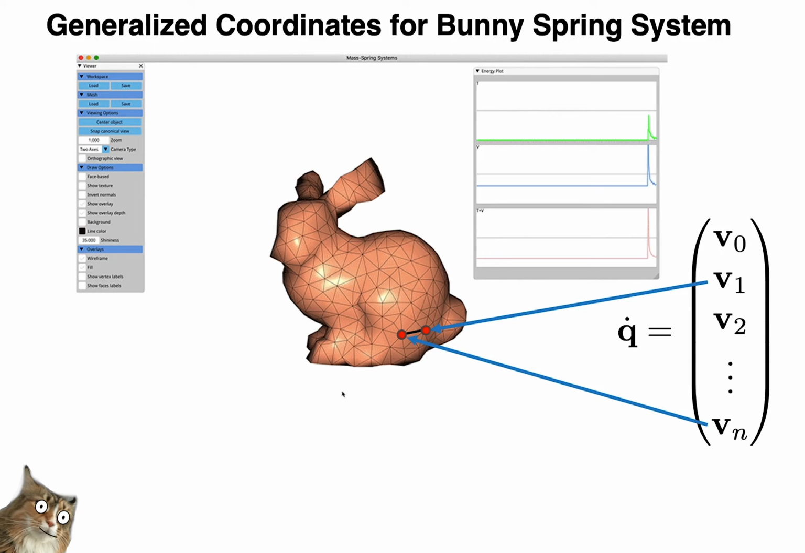We can get generalized velocities by taking the time derivative of our very large q vector. Unsurprisingly, this results in q dot being the stacked vector of per vertex velocity values. So far, not much has changed. Just the size of our generalized coordinates has expanded. Let's see if that continues when we talk about the kinetic energy of our system.